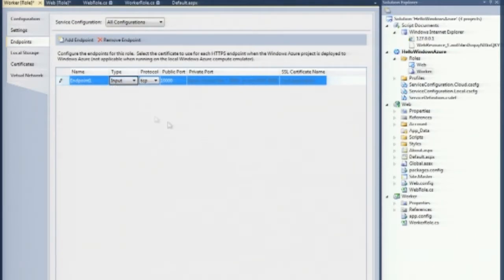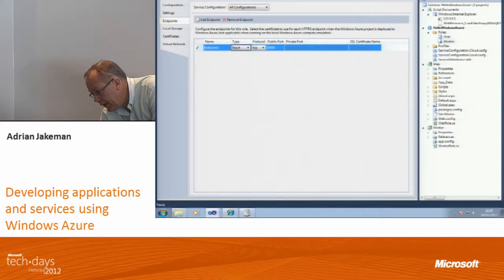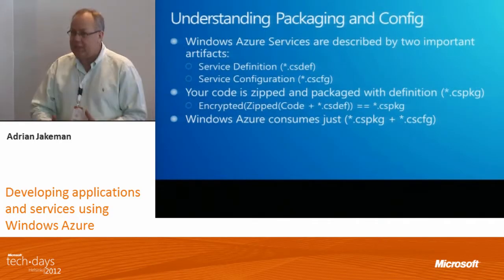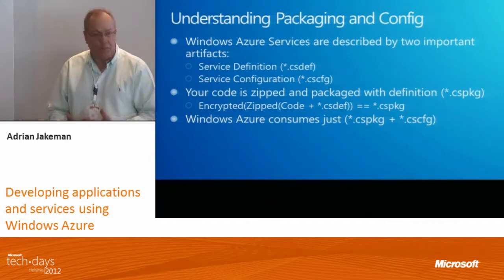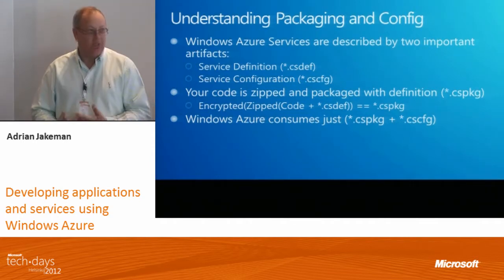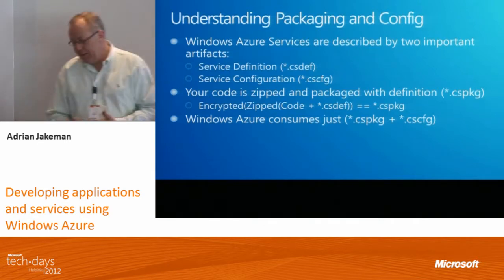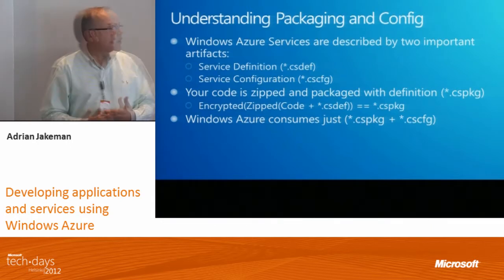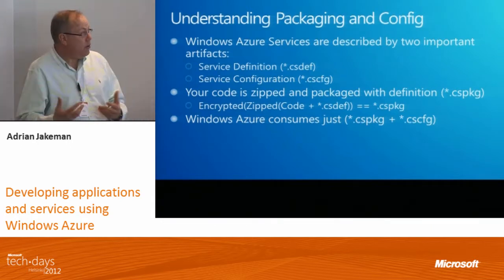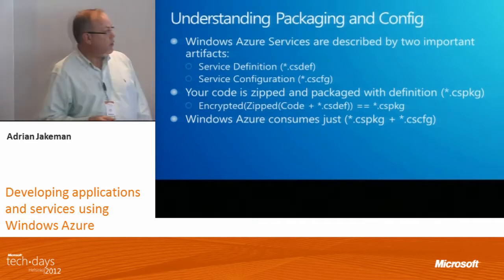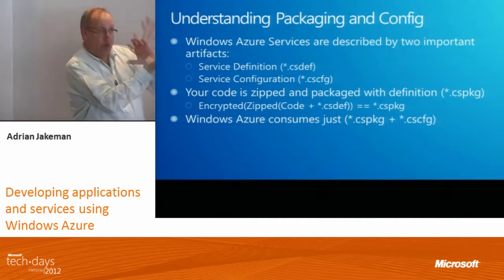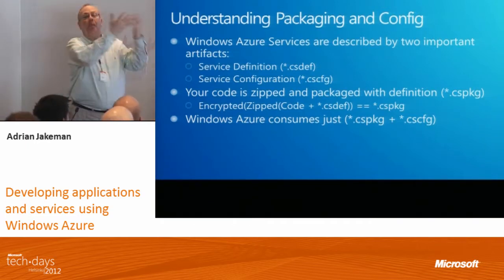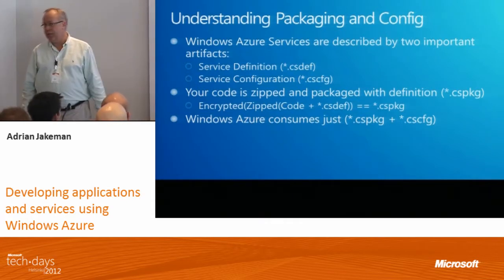So, configuration and definition are things that allow Windows Azure to understand what is being deployed: how many instances are being deployed, and what size of virtual machine is required when I spin the application up. When I deploy my application, all I'm really doing is zipping up my code, packaging it with the definition file, which looks at my configuration file, I should say, and uploading that information into the Windows Azure platform.